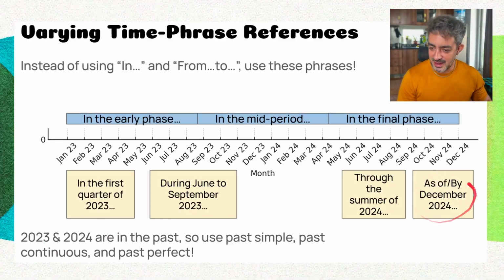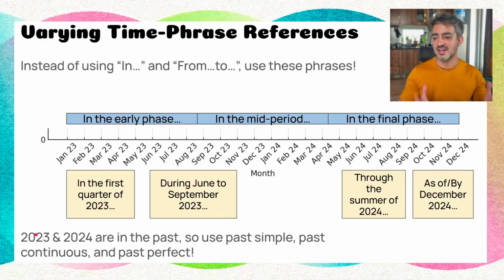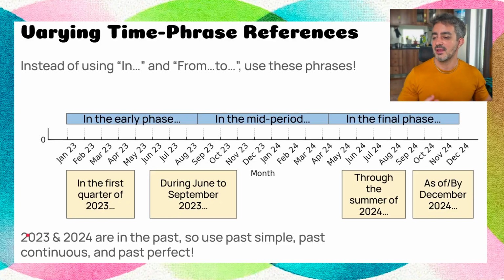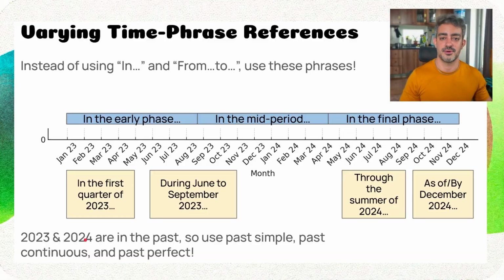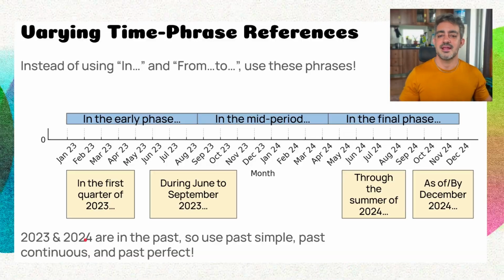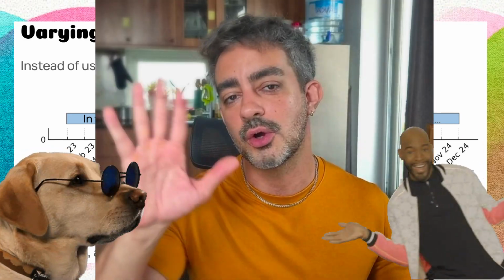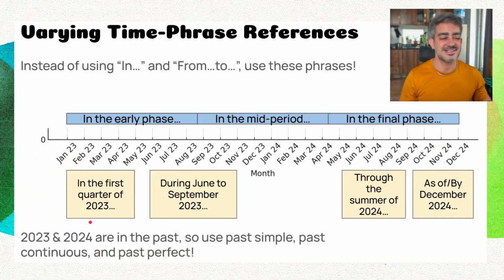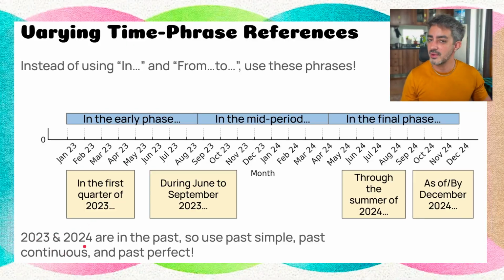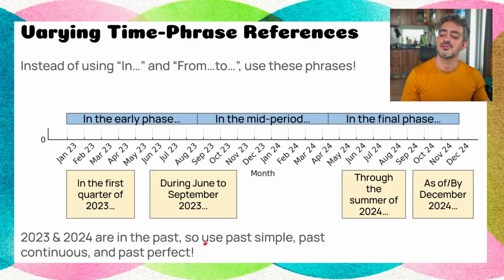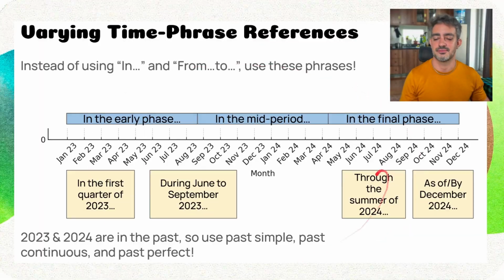So let's talk about this last expression here, as of or by. So if we're talking about time here, and this is important, this writing task is talking about the year 2023 and 2024. It's 2025 this year. If you're watching this video in the future, hello. 2026, 2027, you'll be in the future. So 2023 and 2024 are always going to be in the past. So that means you should use past simple, past continuous, and past perfect verbs in this writing.